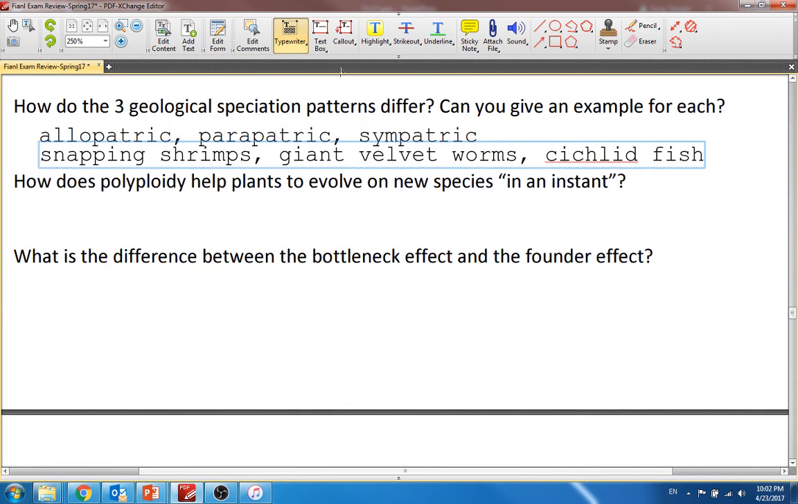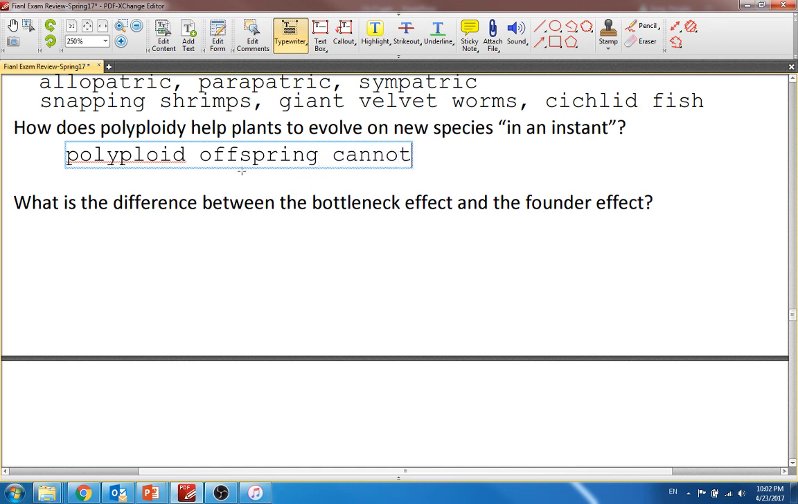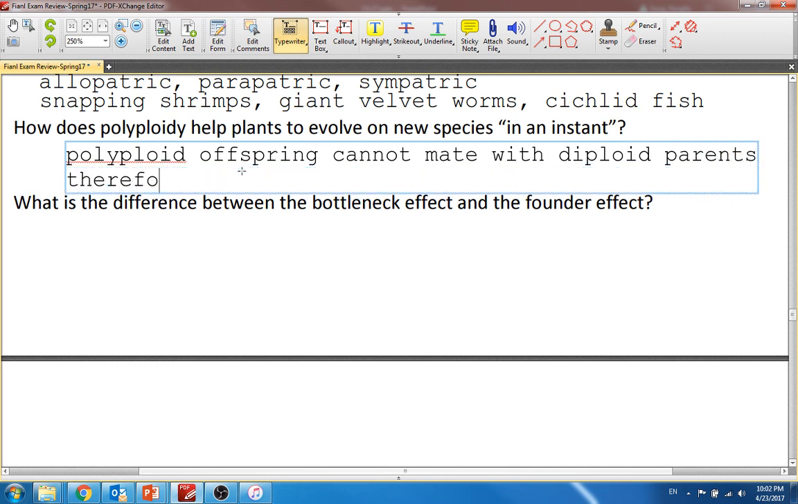Number 7, how does polyploidy help plants to evolve new species in an instant? So think about the cotton that we grow today, right? The cotton came from the Old World cotton plant and the South American cotton plant. Both of them have 26 chromosomes, but the modern cotton has twice as many. So basically, a meiosis error caused these two plants to combine. Because the polyploid plant can mate with neither of its parents, it must be a new species.